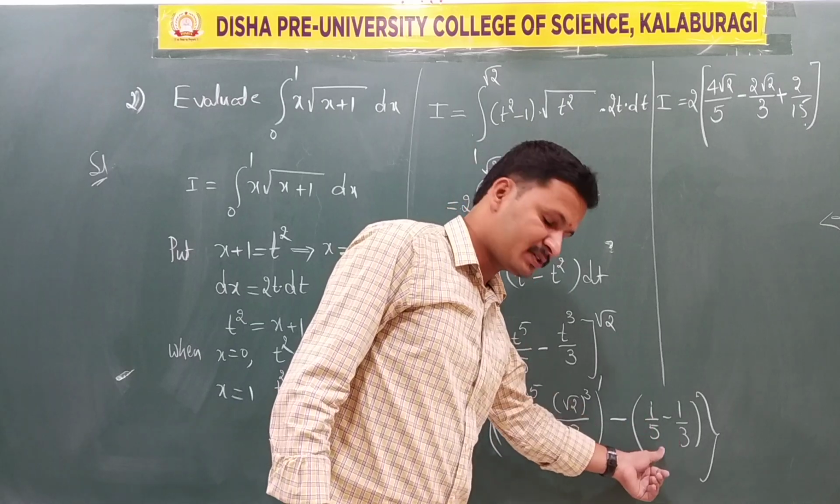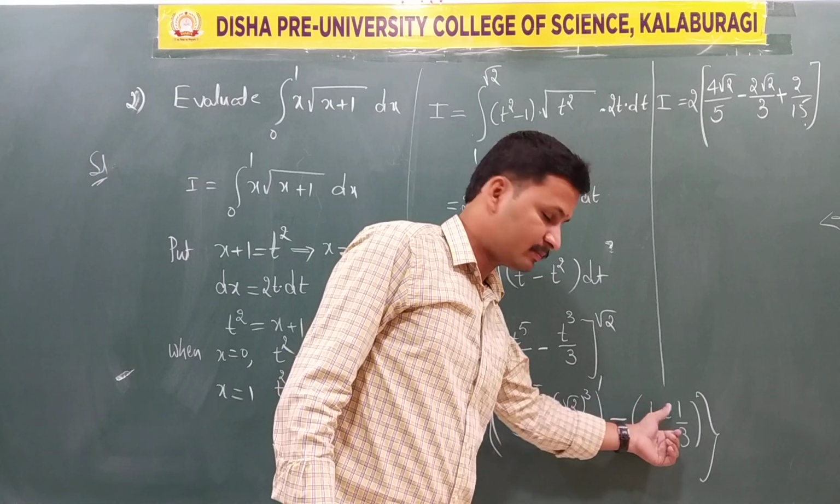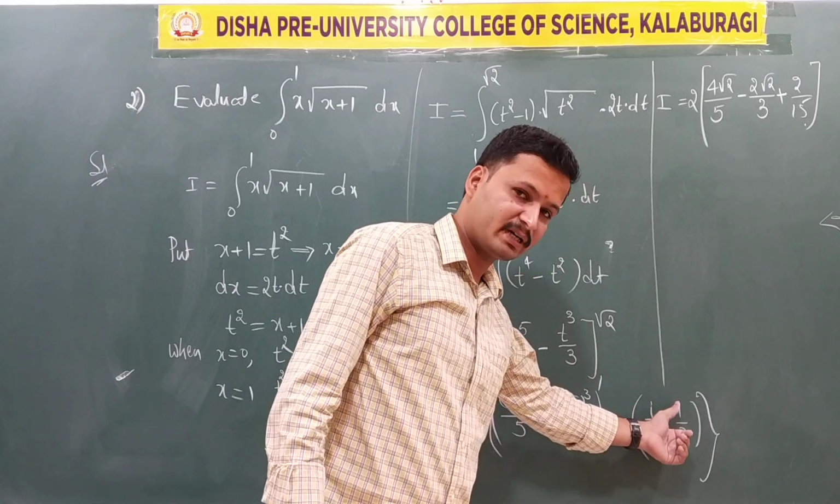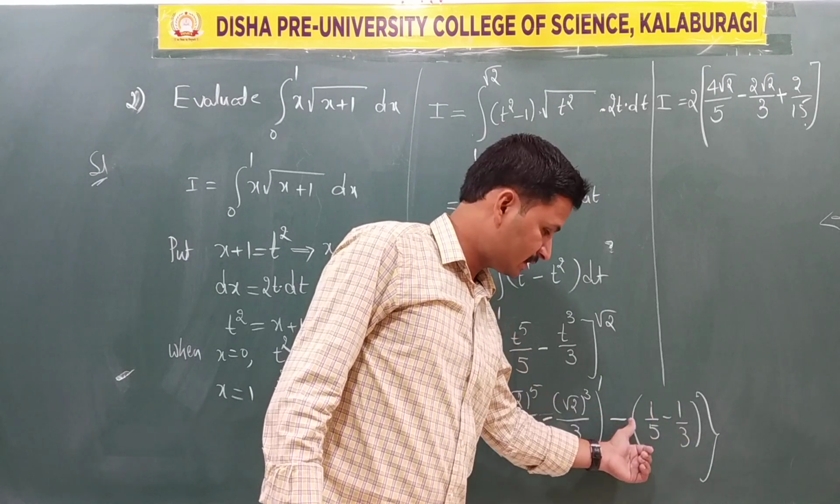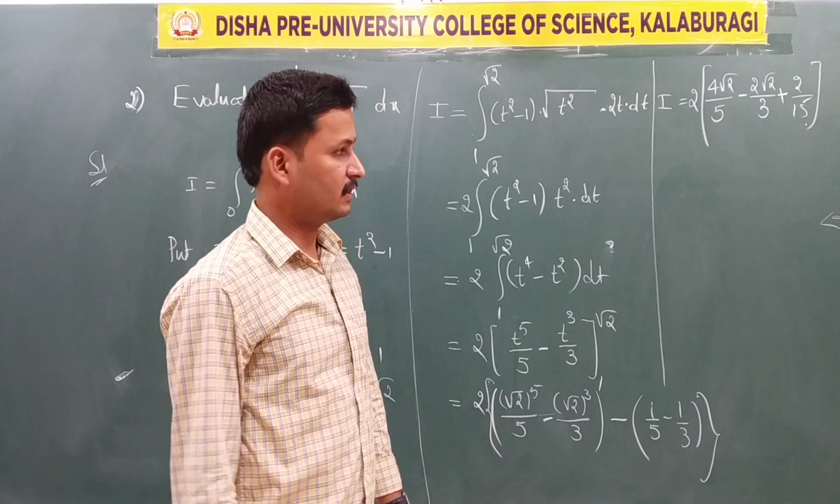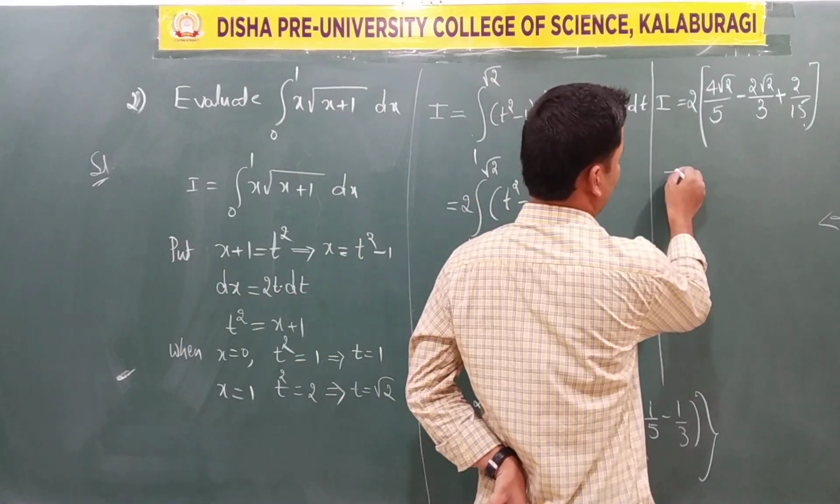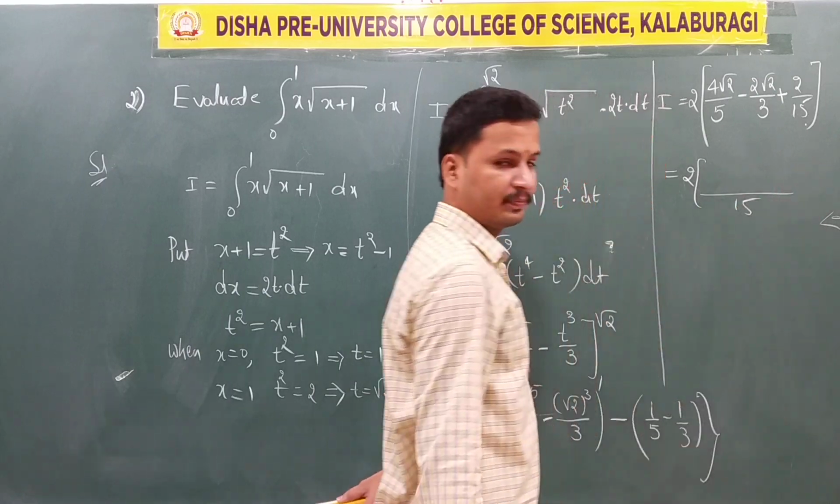So here the LCM is 15. We need to multiply with 3 and with 5, so 3 minus 5 is minus 2, minus 2 divided by 15. So minus of minus is plus 2 divided by 15. Now this is equal to 2 times, and now the LCM is 15.